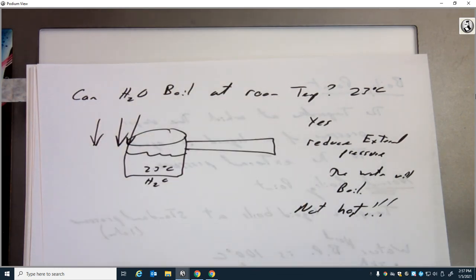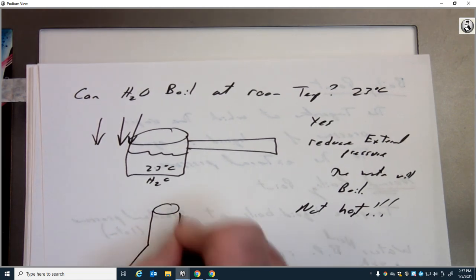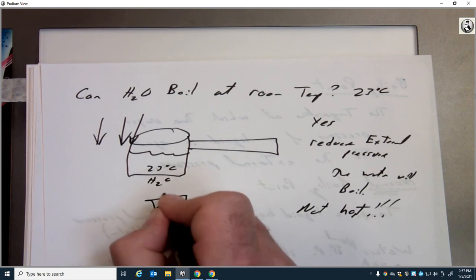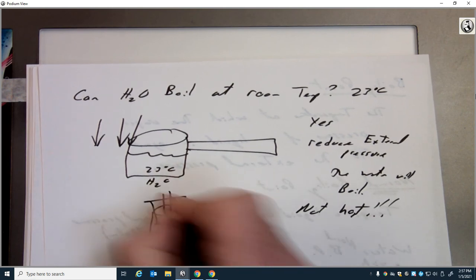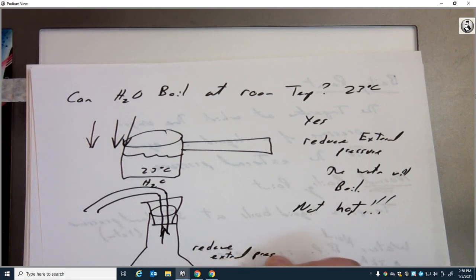Now, how would we do this? Well, if we put the water in a flask and seal it, and I put a pump on it so it pulls out the air, I can reduce the external pressure. And then this will boil at room temperature.